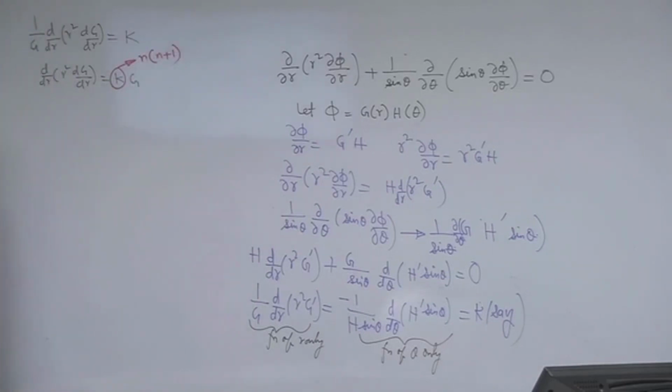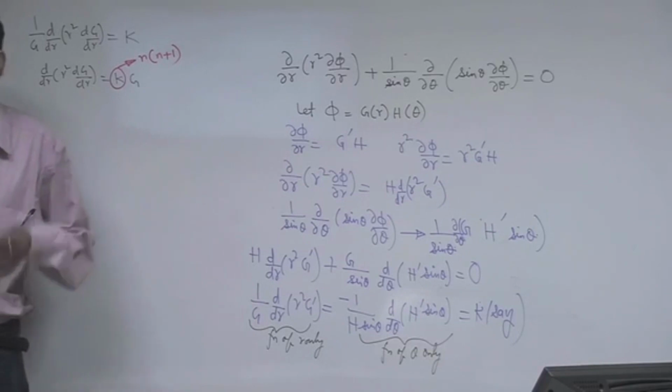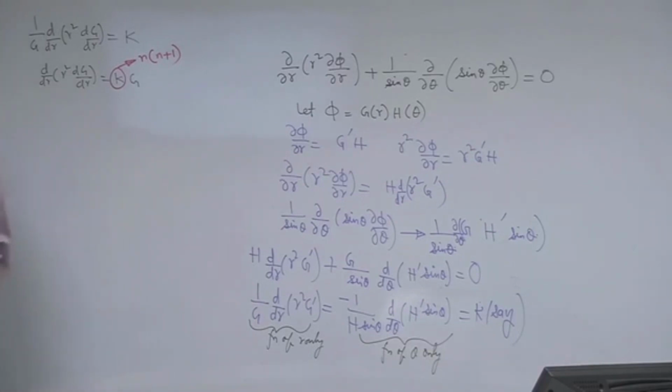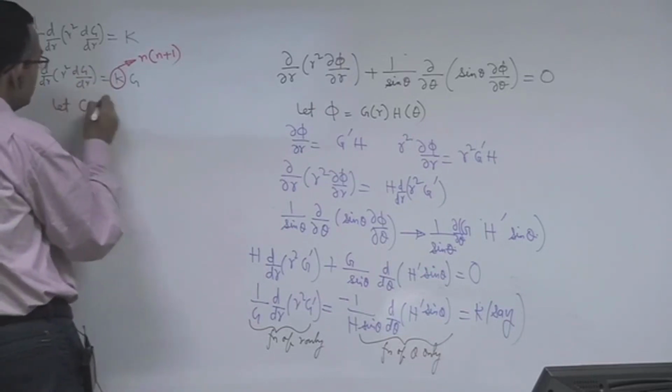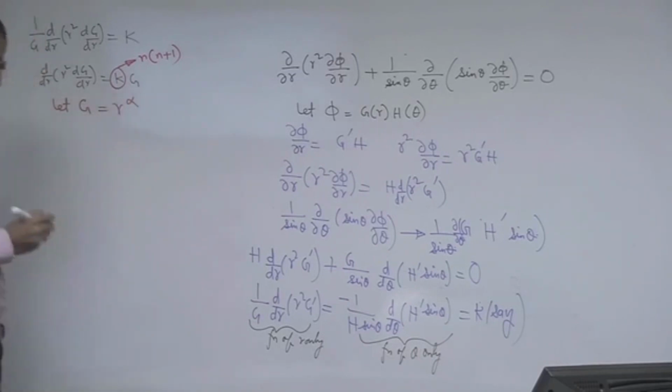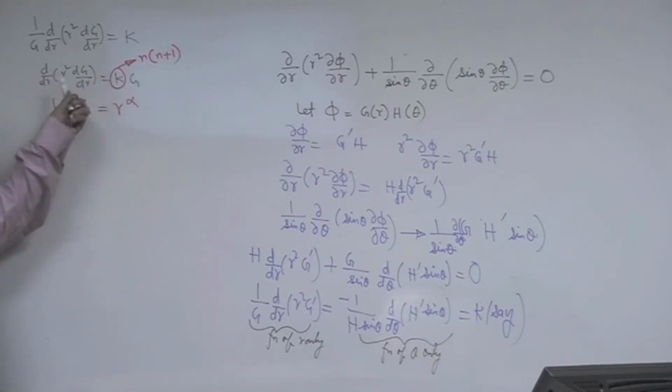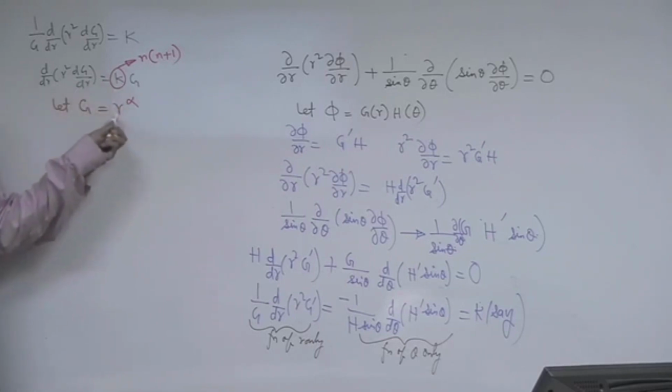Just introduce a new parameter n, not a variable, such that k is equal to n into n plus 1. Then what we do is we let g is equal to r to the power alpha. That is a standard form of solution of this equation, and you can see that it is possible because the influence of r will be cancelled from both sides if we take it in this form.